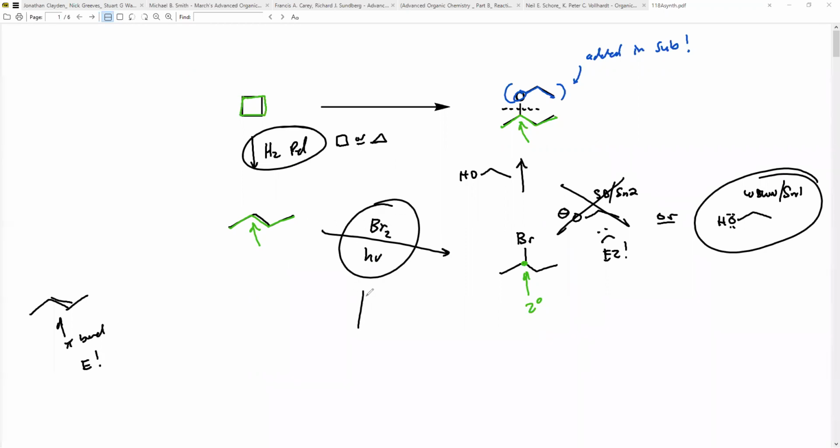Now, generally speaking, Br2 will most likely be your best choice, unless you have a weird example like this one where you have to choose between functionalizing here versus here. Where the math works out that if you want that secondary position, you go with chlorine or something, or on this one, if you wanted to go on the tertiary, go with bromine. Something like that. Okay, cool. So little tips and tricks.